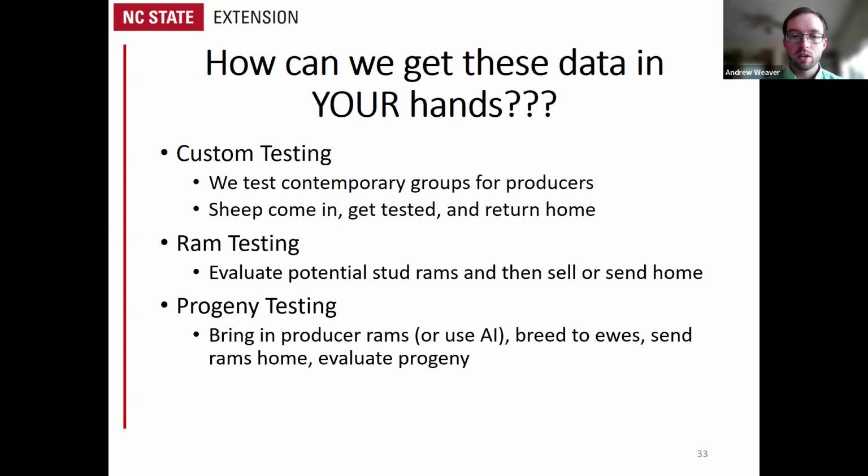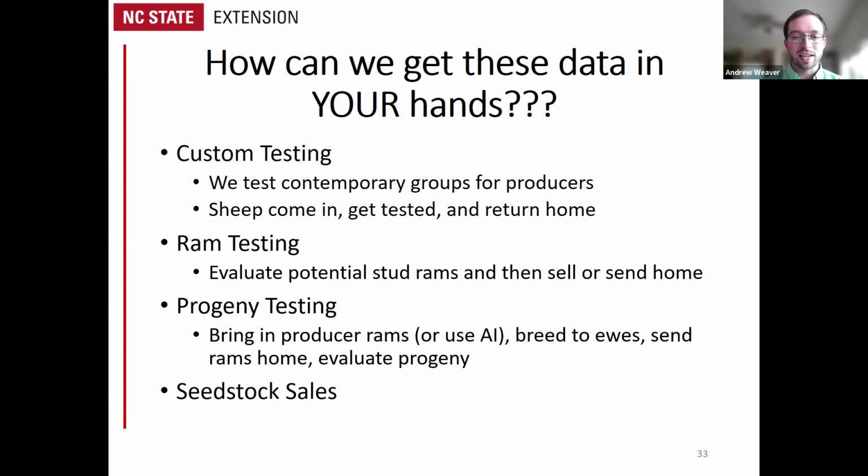We could raise all of those progeny in the same contemporary group in the exact same environment, put them through our GrowSafe system, and get feed intake data. And now instead of having feed efficiency data on one ram lamb, you have feed efficiency data on an entire progeny group out of a sire, and can compare those different progeny groups. So I think there's a lot of potential there, and that's one that is of particular interest to me.